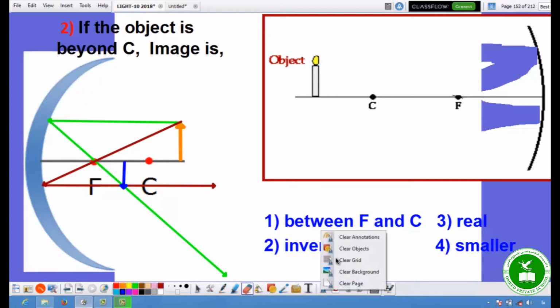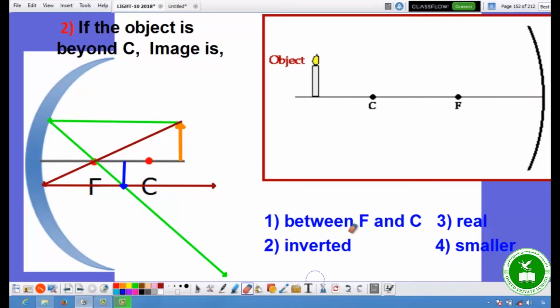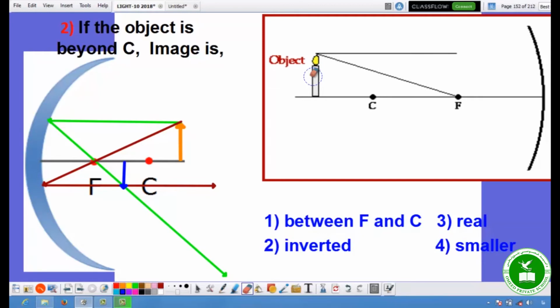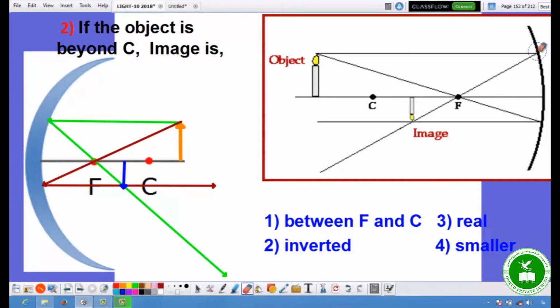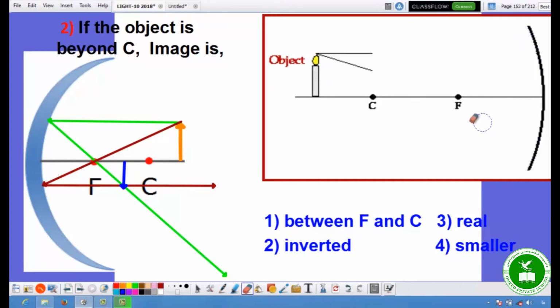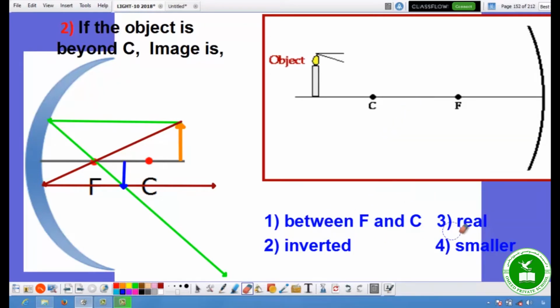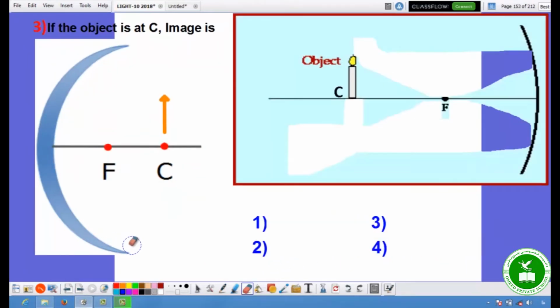Now let's see this diagram here. Assume this candle is the object. How will its image be formed? It is located in front of a concave mirror, and its image is formed exactly here. You see the image is formed here, between F and C: real, inverted, smaller. Okay, let's continue.